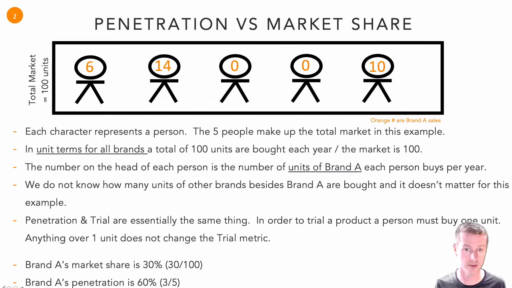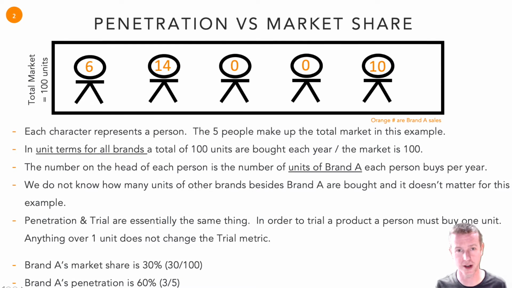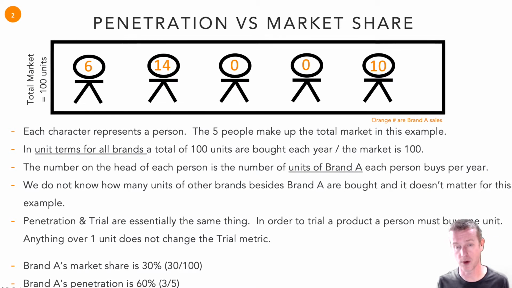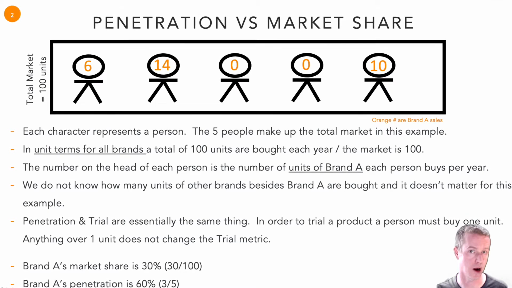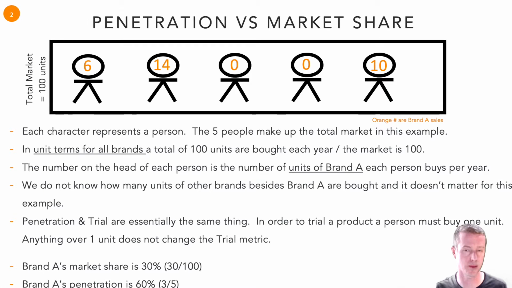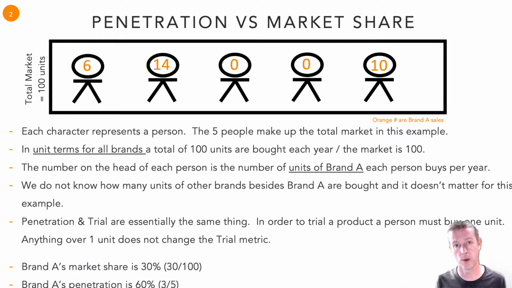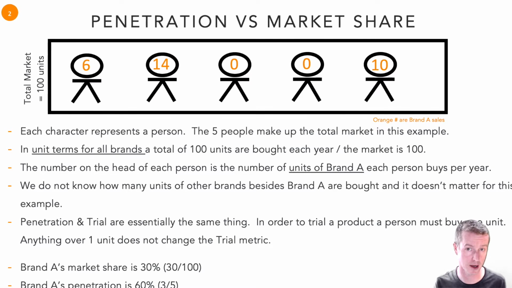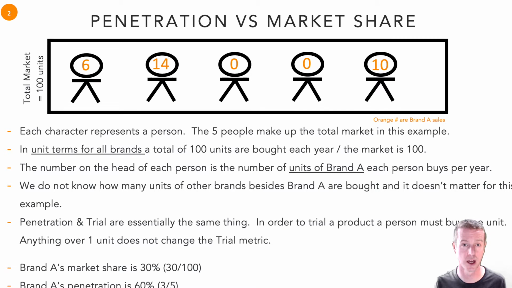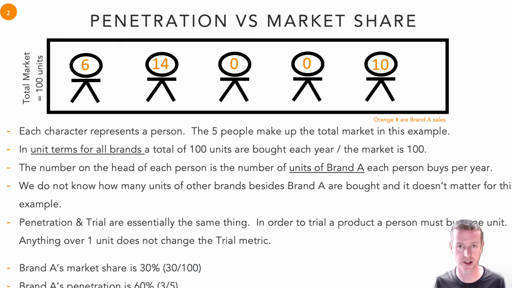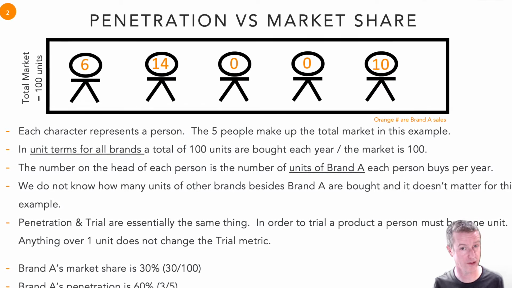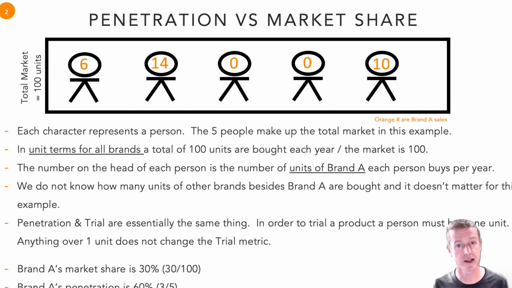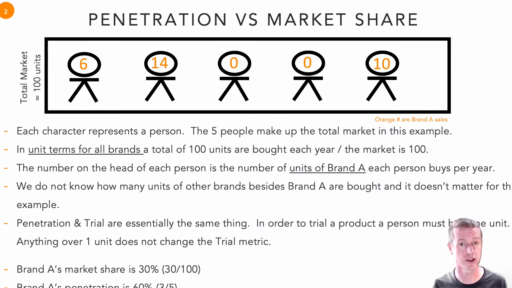So I've drawn a pretty rudimentary graphic here to represent a marketplace and to highlight sales of brand A within this market across a given period. The typical period would be a year. So brand A sales in this particular market are represented by the orange numbers on the heads of each of these characters. So what we have is a market that consists of 5 people. That market sales per year is 100 units.